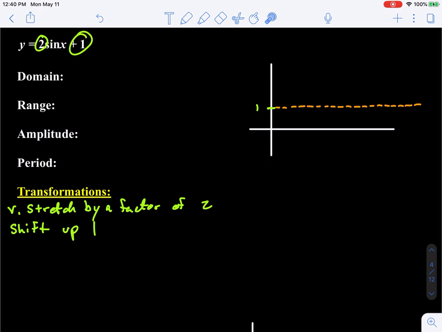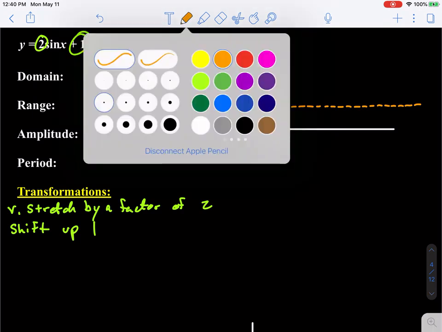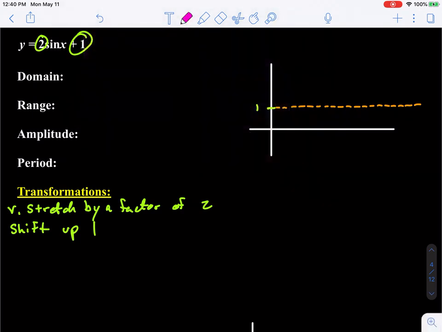All right, so now when x is 0, let's think about the graph of this. Well, the sine of 0 is 0. Times 2 is still 0. And all you're left with is 1. So that means when x is 0, you're going to be at 1.